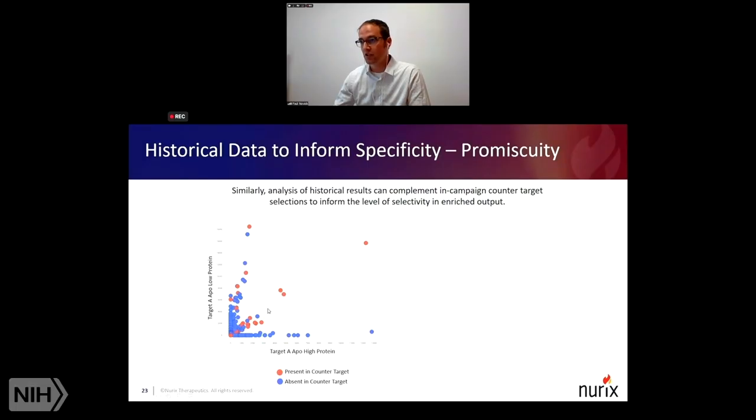And our interpretation here is that, wow, we've really found a ton of features that are very specific for our target of interest, target A. And we'd be sampling from amongst these blue points in terms of what we're going to prioritize for resynthesis.